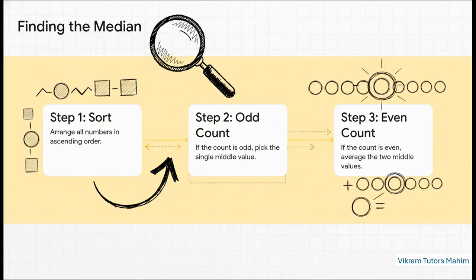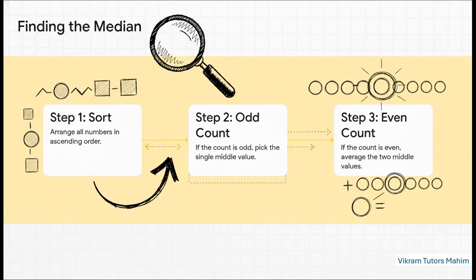Okay, so how do you find it? Step 1, like we just said, is the most important. Sort your numbers in ascending order. Now, from there, it depends. If you have an odd number of values in your list, like 5 or 7 or 11, it's super easy. The median is just the one number sitting right in the middle.